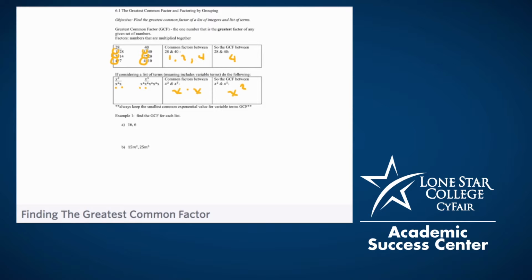We're given the values 16 and 6, and we're looking for the greatest common factor between 16 and 6. So if we make the list like above, factors of 16 are 1 times 16, 2 times 8, and 4 times 4. For 6, if we make our list of factors, we have 1 times 6 and 2 times 3. Now the shared factors between the two lists are 1 and 2, but our greatest common factor is 2.